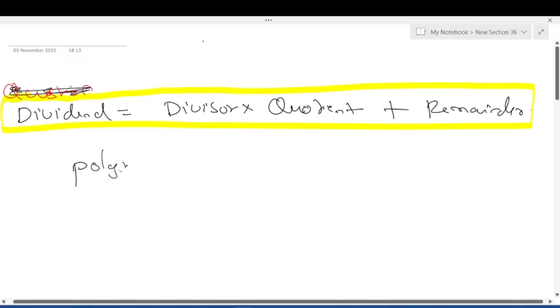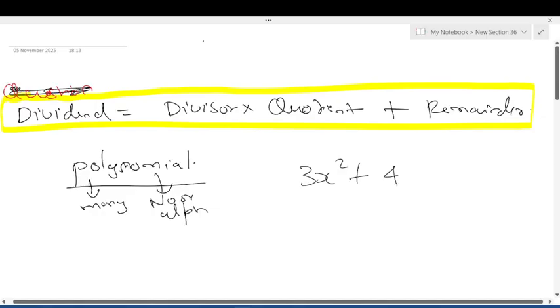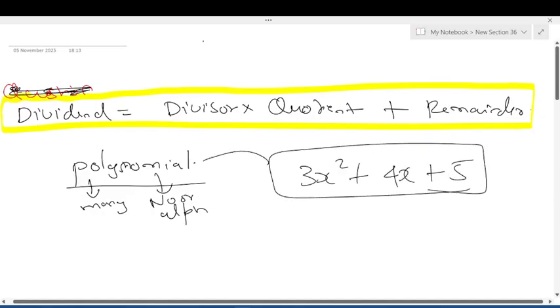Next, polynomials. The meaning of poly is many. Nomial means numbers or alphabets. So basically any equation, take 3x square plus 4x plus 5. This we call a polynomial: many numbers or alphabets. Look at this. And what's the highest degree we have, students? The highest degree is 2.